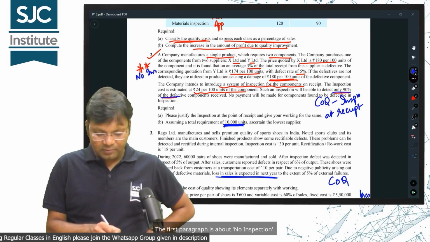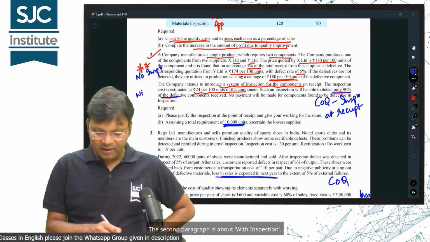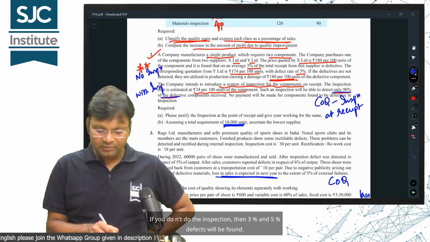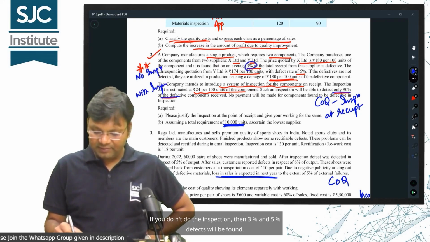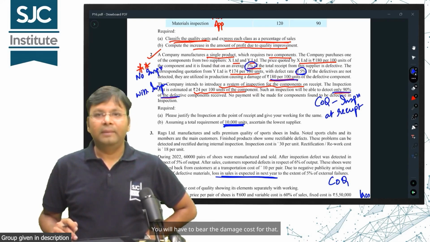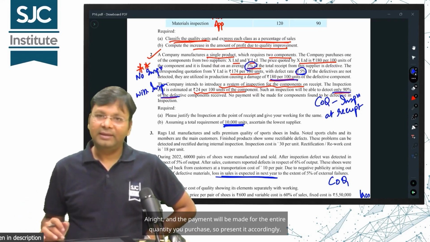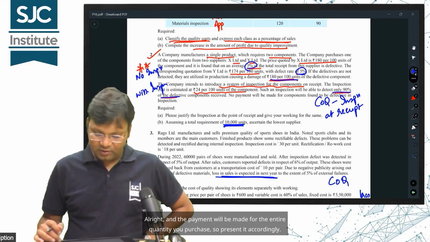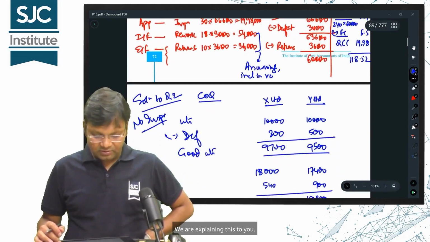The first paragraph is about no inspection. The second paragraph is about with inspection. If you don't do the inspection, then 3% and 5% defects will be found. You will have to bear the damage cost for that. And the payment will be made for the entire quantity you purchase, so present it accordingly. We are explaining this to you.